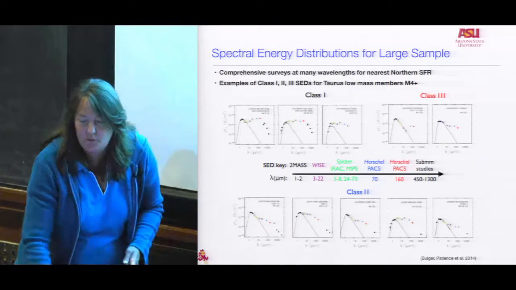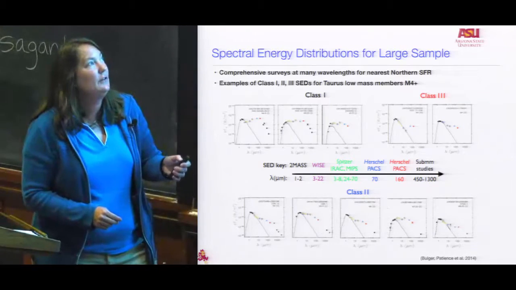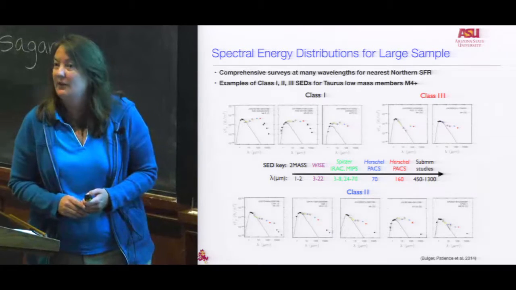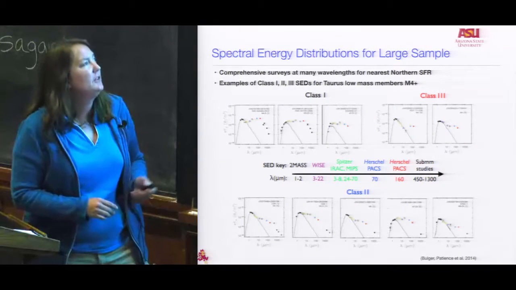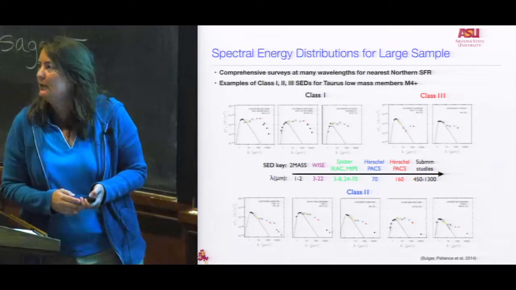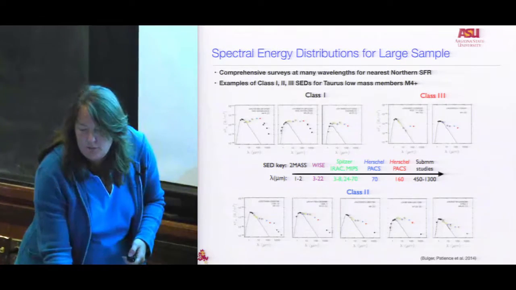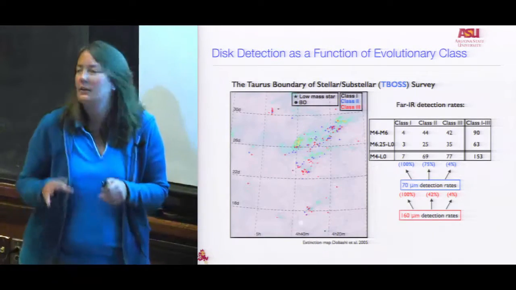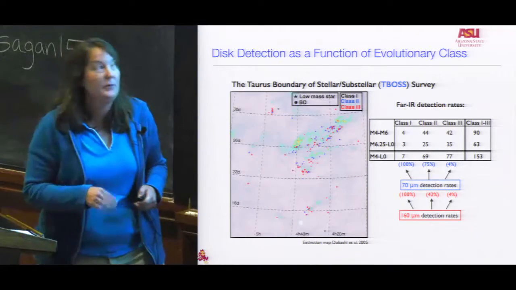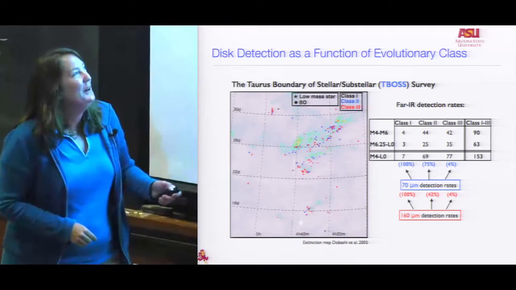But sticking to Taurus for the moment, what we see is that for those different evolutionary classes of class 1, class 2, and class 3, we do see examples of disks around all of those objects. The different colors here are indicating how you build up this type of measurement from different facilities. And then we can look at the frequency of finding those sorts of disks, concentrating for the moment on the lower mass objects.